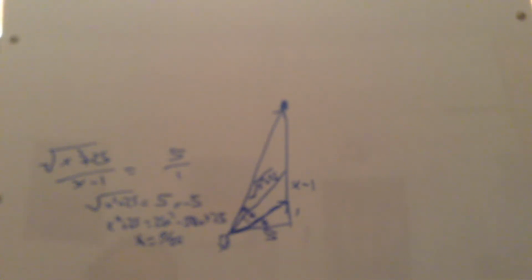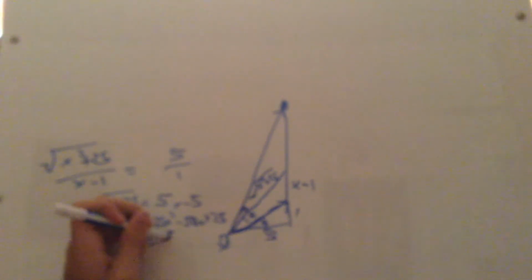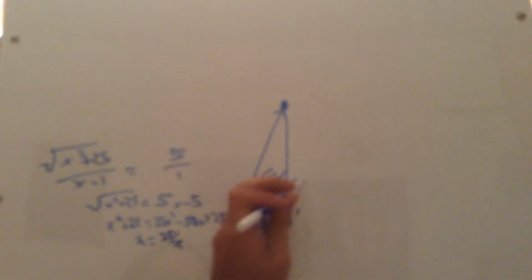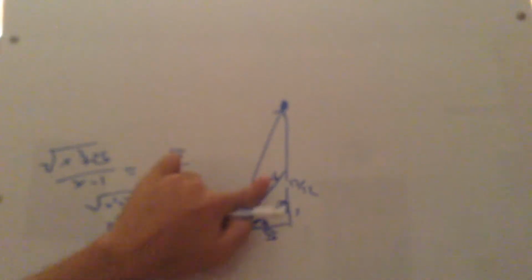Wait. No way, I did that backwards. It should be 25 over 12. My mistake. So we've got 25 over 12, which means this is 13 over 12. And this is whatever. We don't care about it anymore.